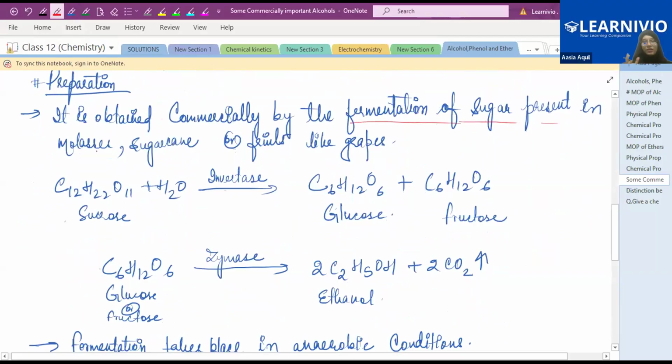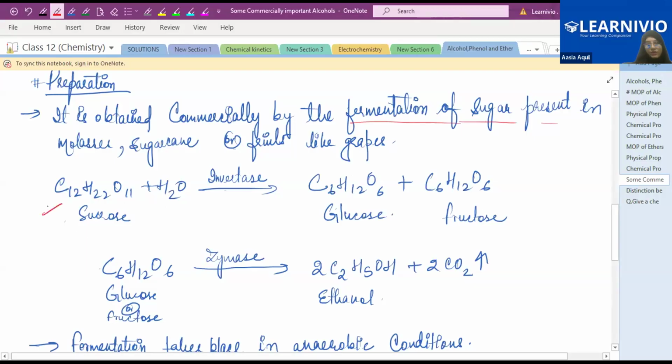Molasses is just a thick brown colored sugar syrup, right? Sugar cane से जो हम obtain करते हैं, that is molasses. So we can ferment that molasses, sugar cane, or fruits like grapes to obtain ethanol, right? And this is the method of preparation.